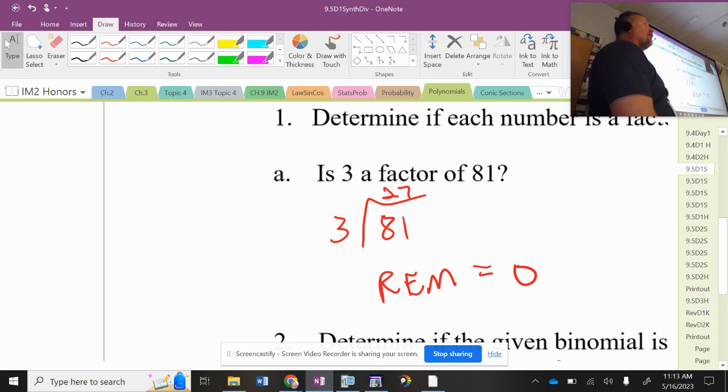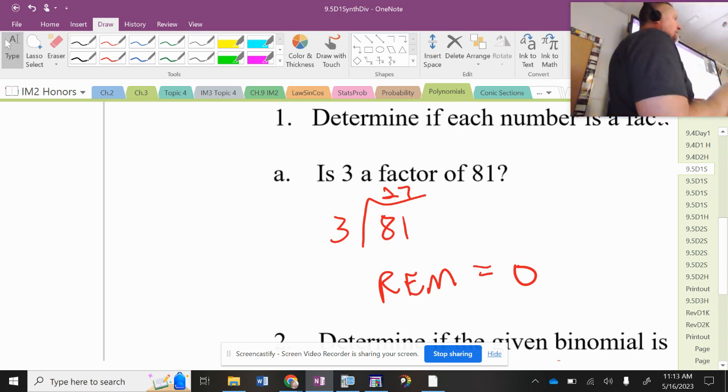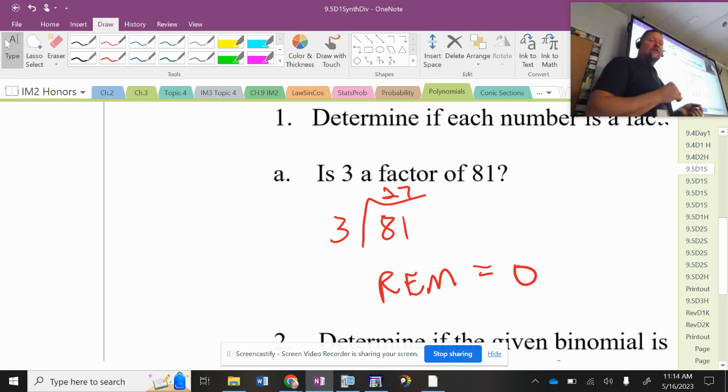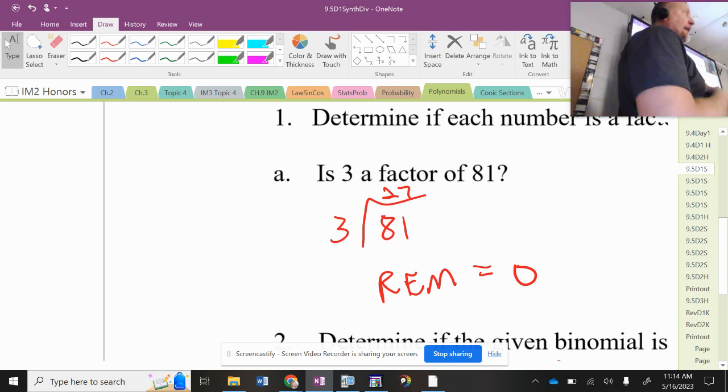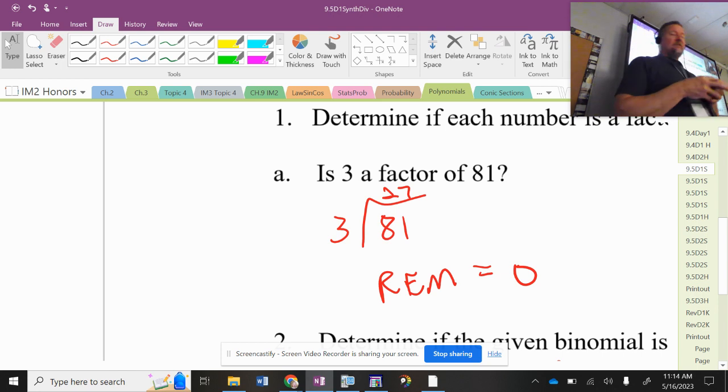What did you do with the 6 then from the 8? Subtract. Do not forget that. And then you get 8 minus 6, which is 2. Then bring down the 1. How many times does 3 go into 21? The answer is 7. All right. And then 7 times 3 is 21. Subtract, and you get a remainder of 0. Does that mean 3 is a factor of 81? Yes or no? 3, 2, 1, go. Yes. Why? Because the remainder is 0.